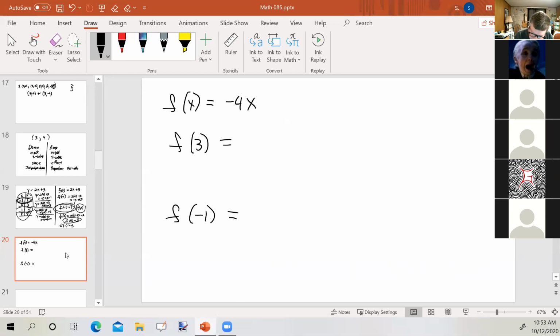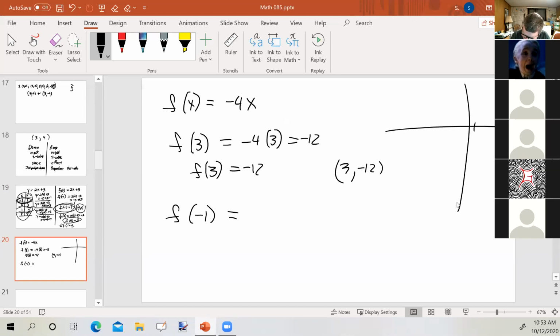So f of 3 would be -4 times 3, or -12. So f of 3 equals -12. That's function notation for the ordered pair 3, -12, which is a point on the graph over here at 3 and down here at -12. Okay. So really, we haven't changed anything other than we've introduced a new way of labeling the same old stuff.